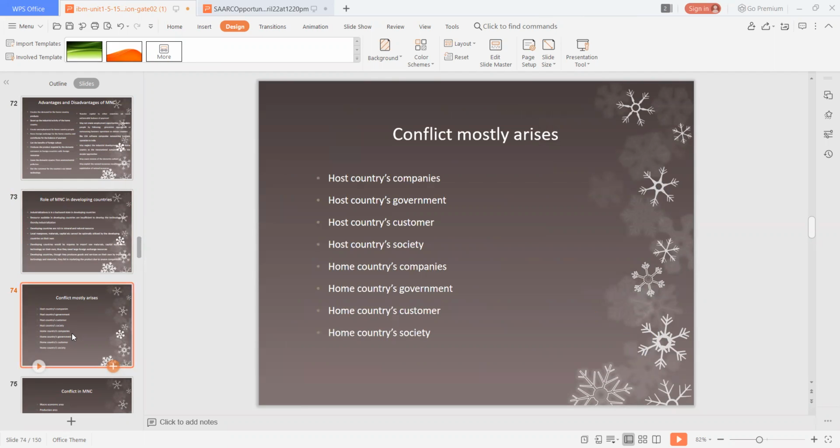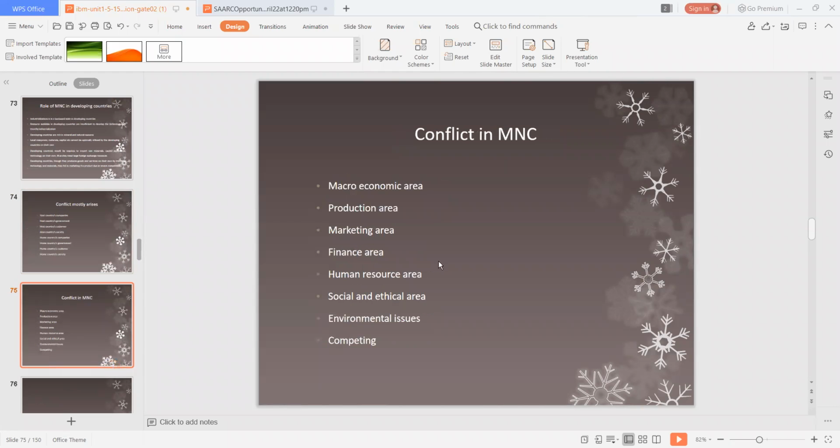Conflict mostly arises between host country companies, host country government, host country customers and host country society, and companies, home country government, home country customers and society. So the conflicts happen between the host country and home country normally. The areas are macroeconomic, production, marketing, finance, HR, social and ethical, environmental issues, and competition. So these are the various conflicts that happen.